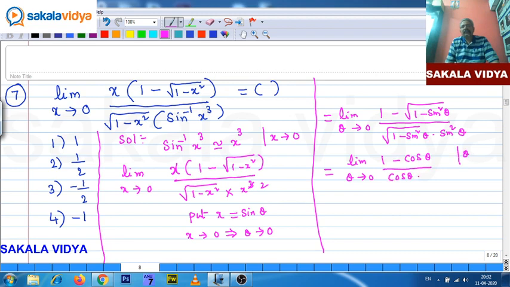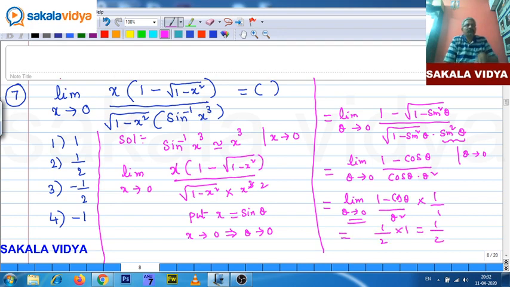As theta is very small, sine square theta we can write as theta square. So now we can write limit theta tends to 0, 1 minus cos theta by theta square, into limit theta tends to 0, 1 by cos theta, which is 1 by 1. 1 minus cos theta by theta square is 1 by 2. So 1 by 2 into 1 by 2. So the second option is the right option.